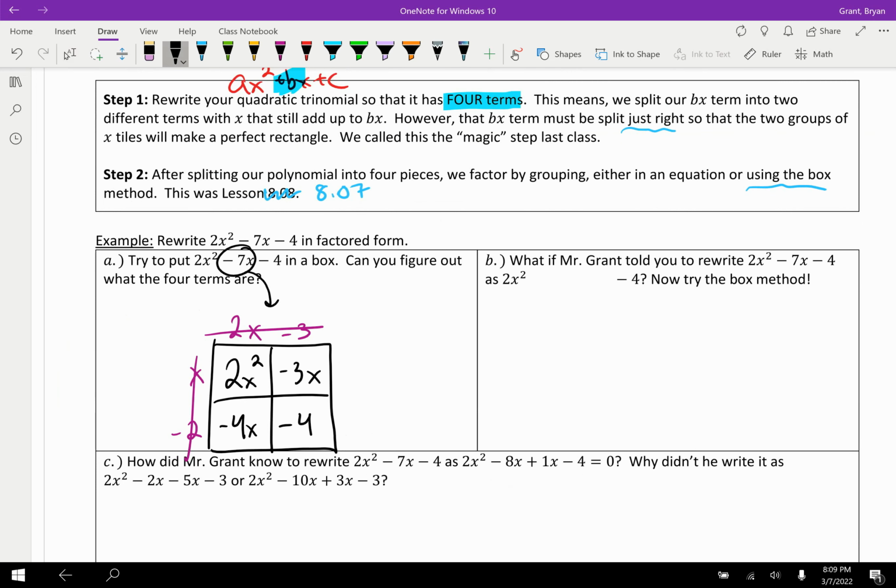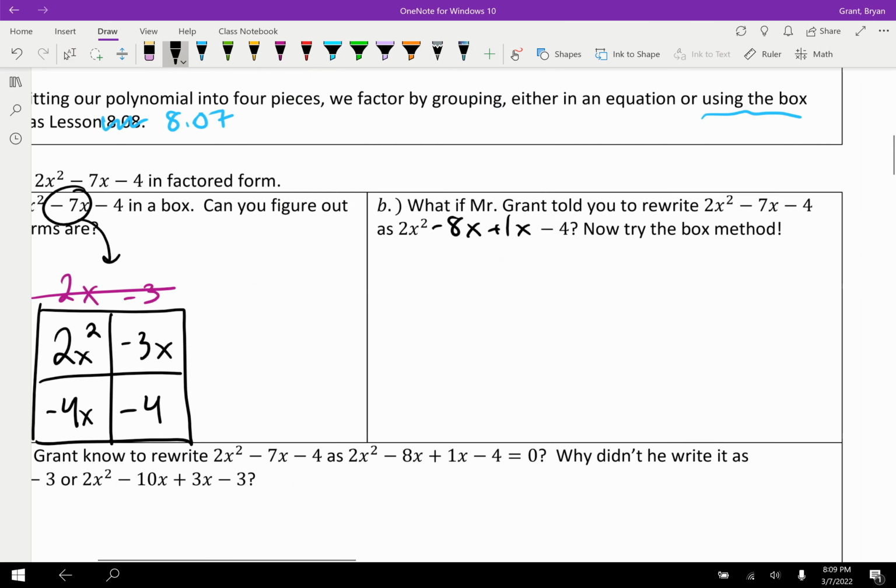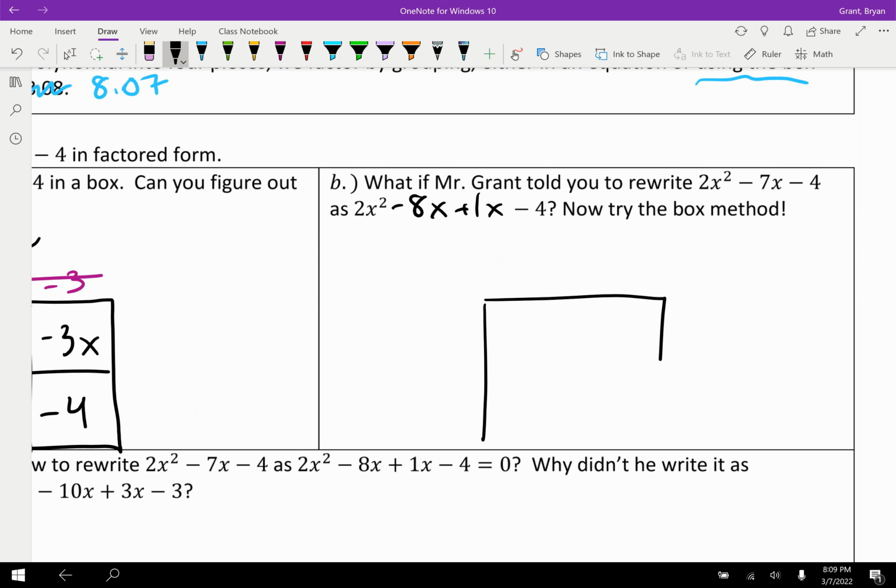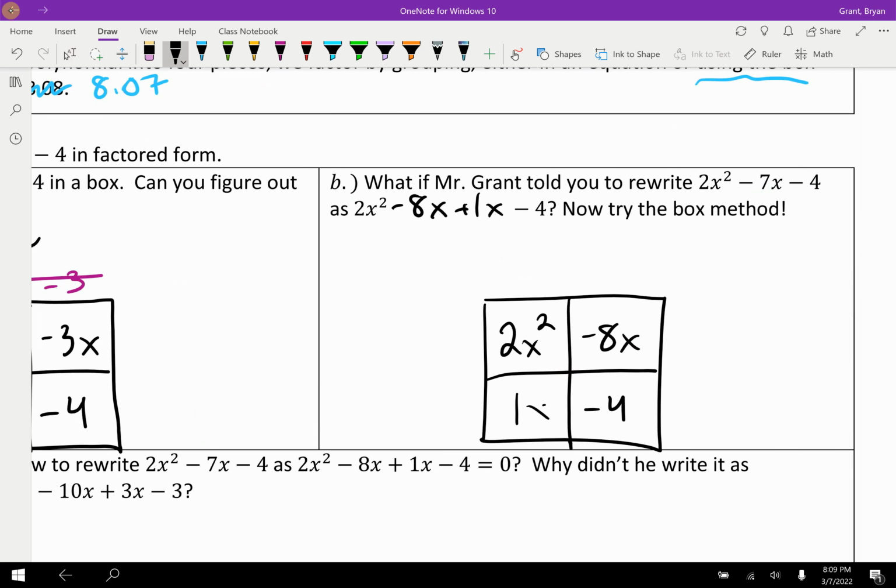What if I told you it was negative 8x and positive 1x? So let's try that box method, right? Looking pretty good so far. 2x squared, negative 4. Remember, the order of these doesn't matter. Negative 8x and 1x.